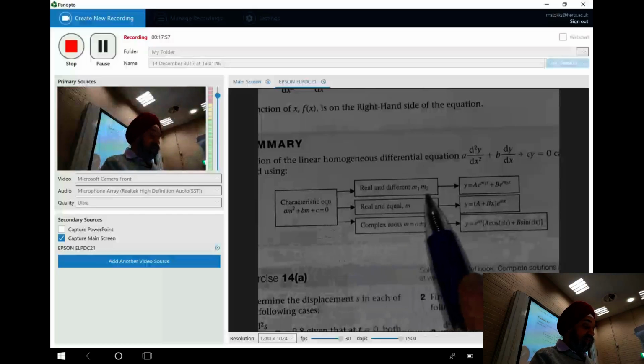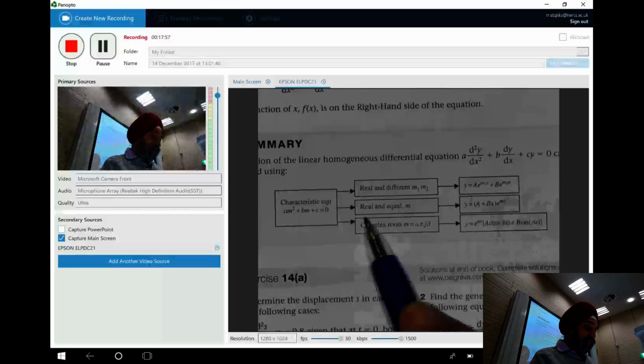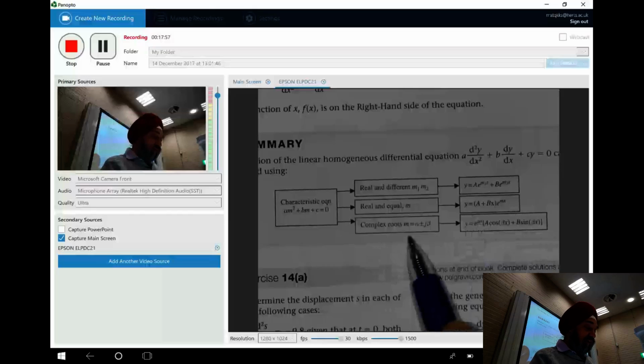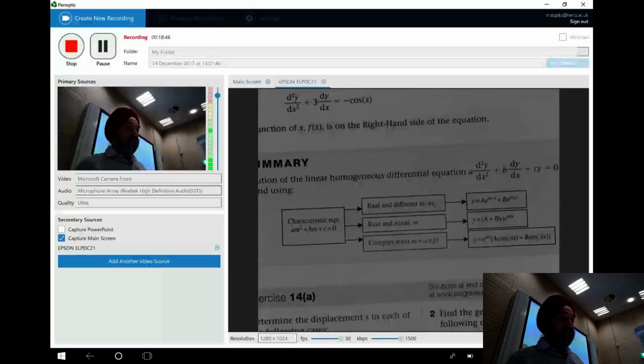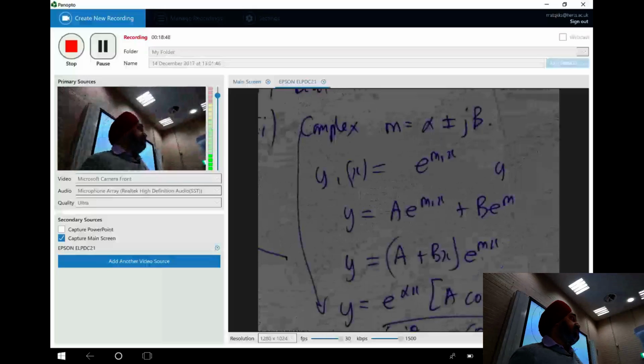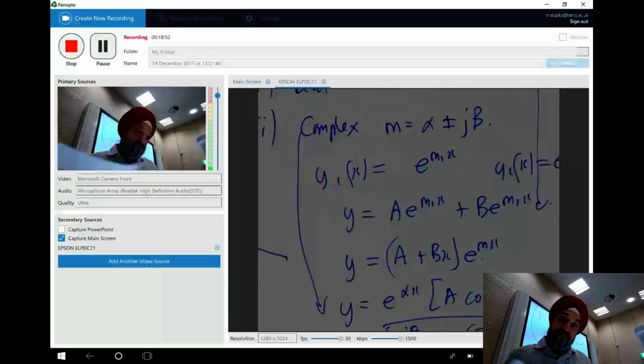If it's real and different, m1, m2, you get this solution, y is equal to a e to the m1x plus b e to the m2x. If real and equal, then that's the solution. If it's complex, that's the solution. So this is why I'm saying this is easier: all you're doing is solving quadratic equations. That's all you've got to do.